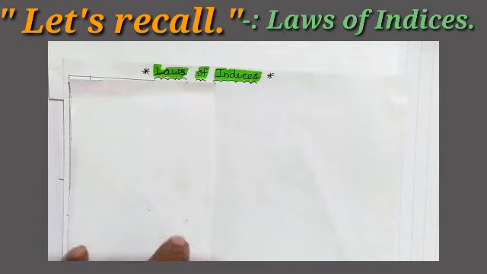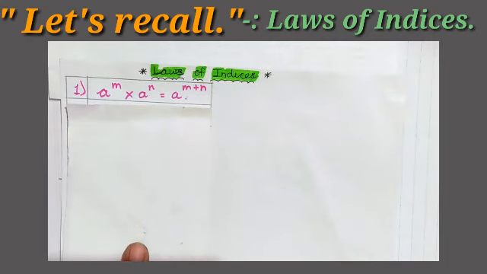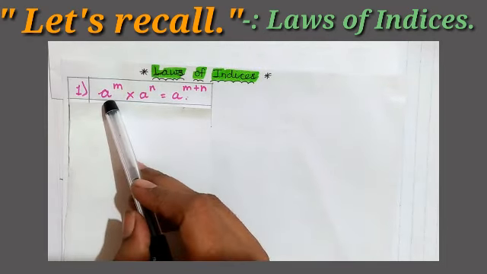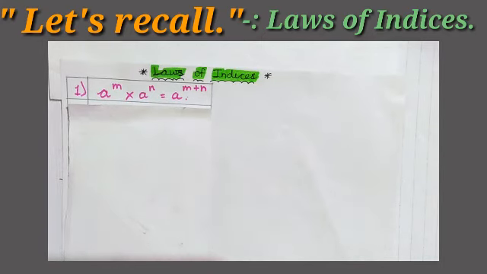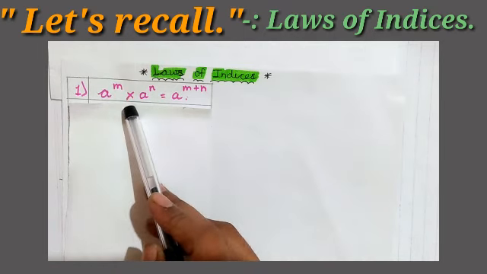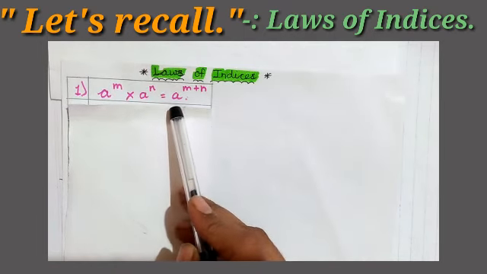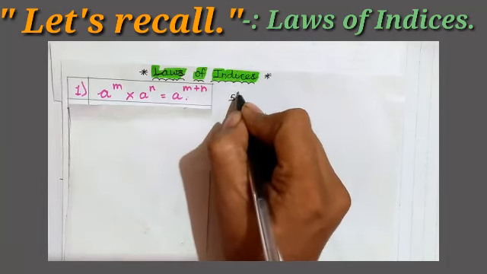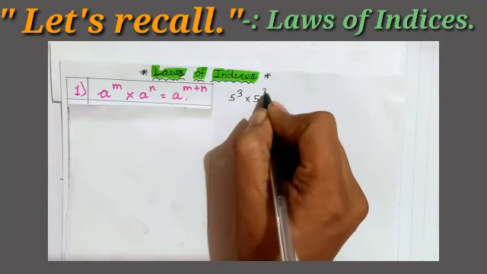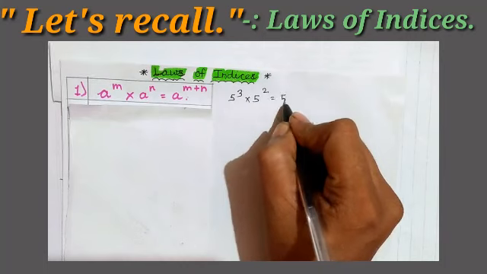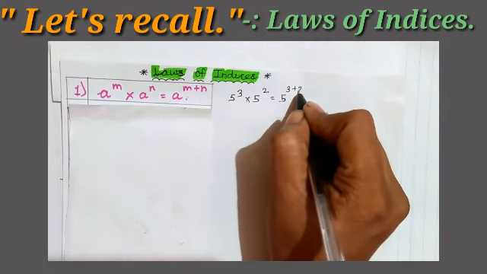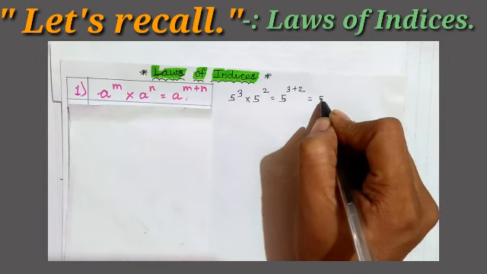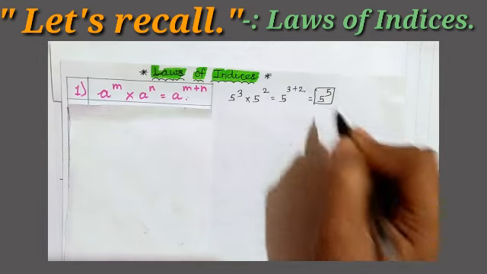Just recall it. The first law is, if m and n are integers, then a raised to m multiplied with a raised to n, the answer will be a raised to m plus n. If the number is 5 raised to 3 multiplied by 5 raised to 2, then the answer will be 5 raised to 3 plus 2, and the answer is 5 raised to 5.